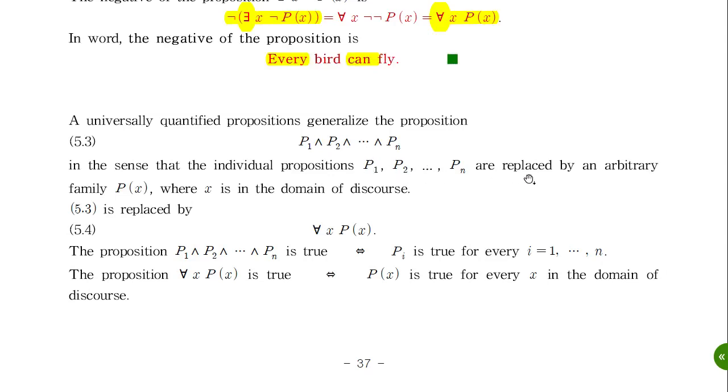These P_i's are replaced by an arbitrary family P of x like this. Then for every x in the domain of discourse, that's P of x. This notation can be simplified like this, like what we did before. So we can use all the earlier notations without any difficulties to deal with a set of statements.